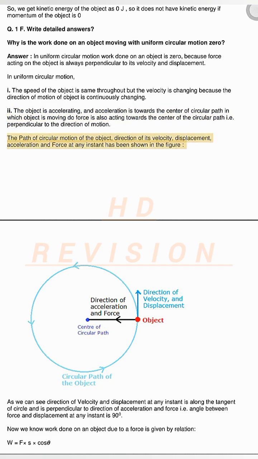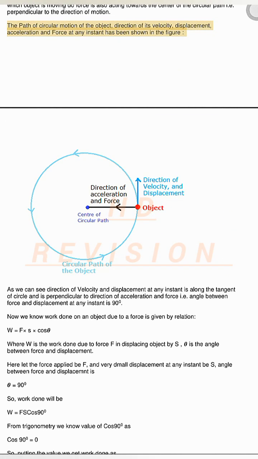The path of circular motion of the object, direction of its velocity, displacement, acceleration and force at any instant has been shown in the figure. As we can see, direction of velocity and displacement at any instant is along the tangent of the circle and is perpendicular to the direction of acceleration and force, i.e. the angle between force and displacement at any instant is 90 degrees.